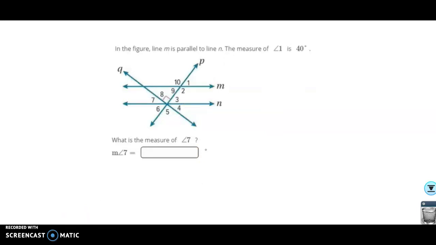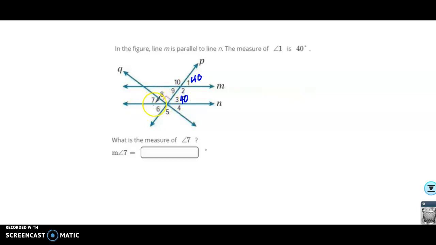This example, this is the one that Mrs. Dahlin does in the video, and it's tricky because it's got that perpendicular line in there. They're telling you that the measure of angle 1 is 40. Okay, well, 40 is corresponding with number 3. So number 3 would also be 40.